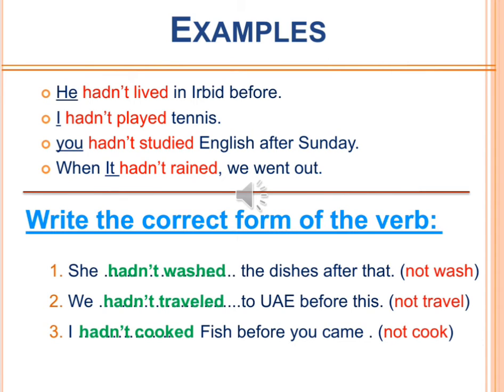Examples: he hadn't lived in Irbid before. I hadn't played tennis. You hadn't studied English after Sunday. When it hadn't rained, we went out. Write the correct form of the verb. 1. She the dishes after that. Correct answer is she hadn't washed the dishes after that.